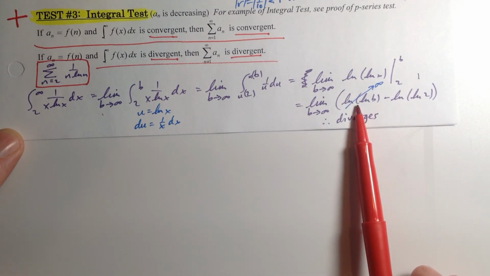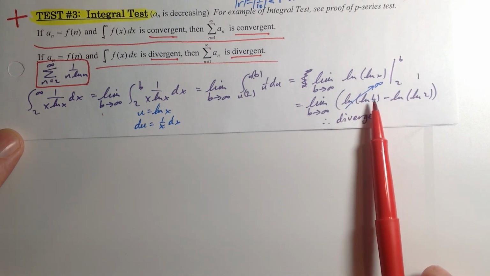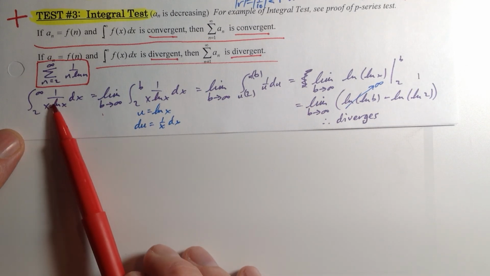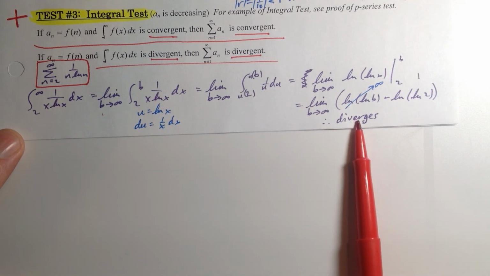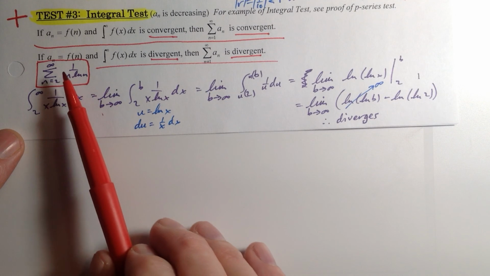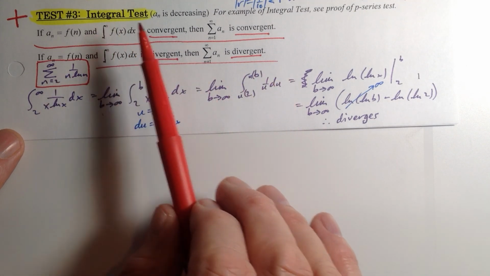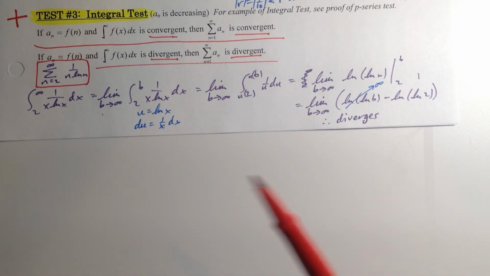This is a constant. But the ln of b, as b approaches infinity, approaches infinity, and the ln of infinity approaches infinity. So basically, this integral diverges, therefore the series also must diverge based on the integral test. And that's how you would say it.